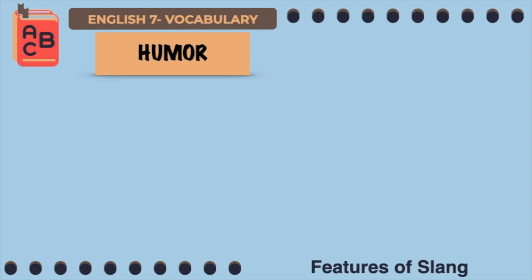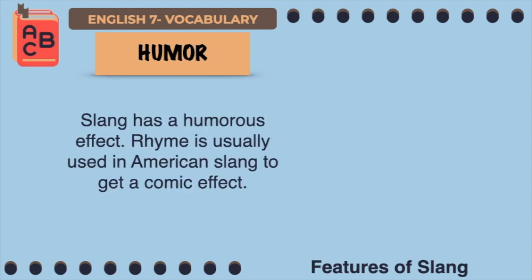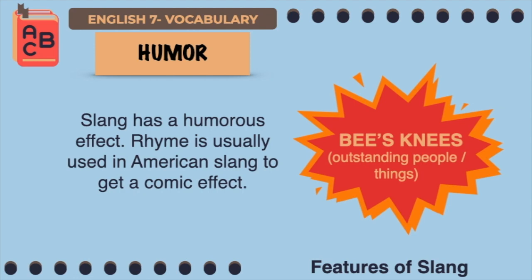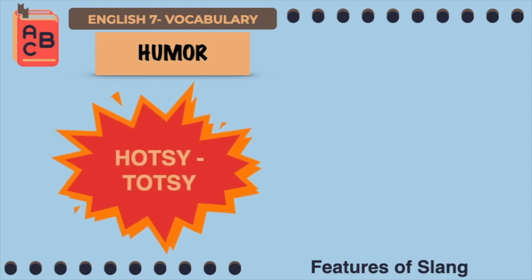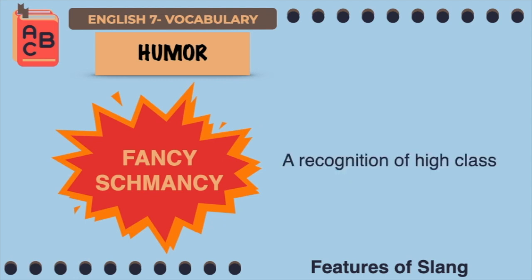The first feature of slang is humor. Slang has a humorous effect. Rhyme is usually used in American slang to get a comic effect. For example, the phrase "bee's knees" is used to describe outstanding people or things. Another example is "hotsy-totsy," a slang word that means very good or pleasing. "Fancy-schmancy" is a slang term used to describe something expensive and impressive. It is a recognition of high class.